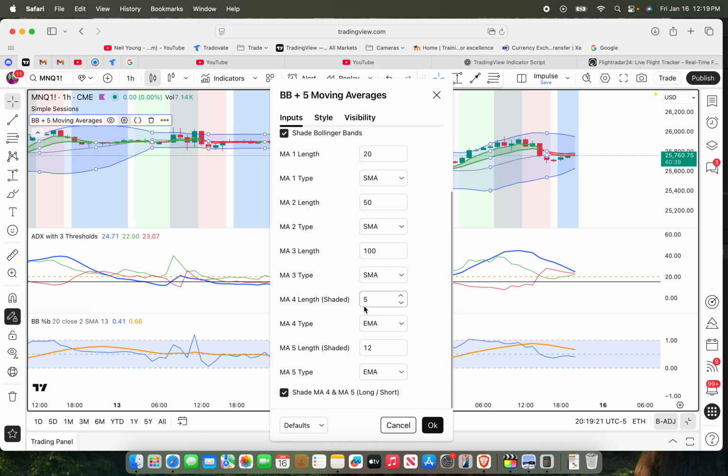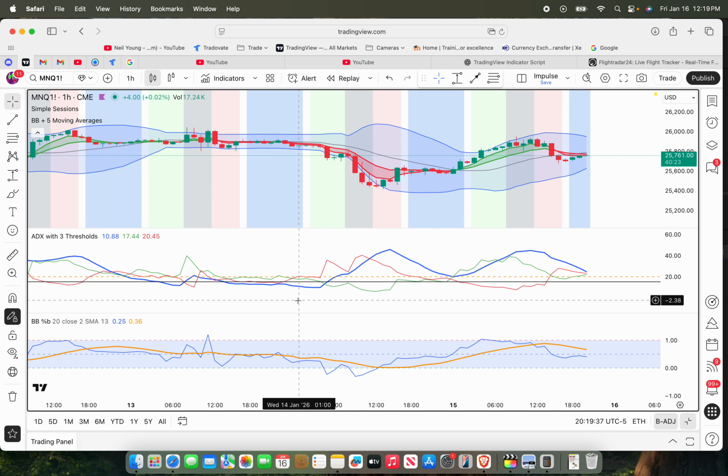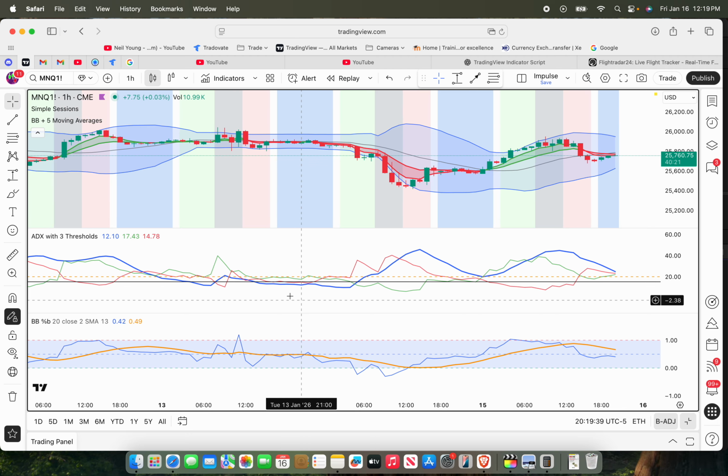And in actual fact, the reason it was 12 is because I was using a MACD, and I wanted the longer length of this shaded moving average to be the short length of the MACD. But you can clearly see there's no MACD on these charts at the moment.